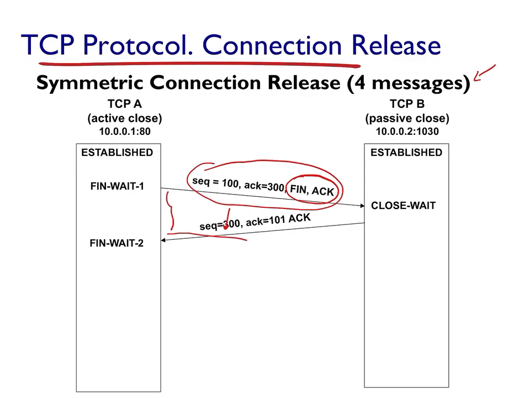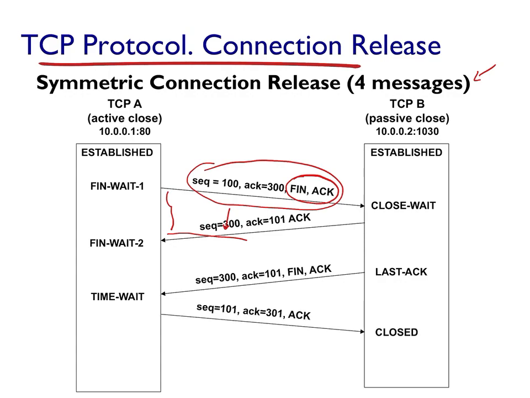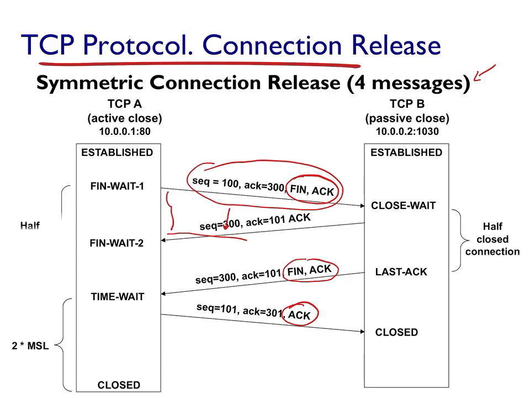Then, when B has the acknowledgement from the application, it is in a position to send the FIN ACK as in the previous case of the 3 messages, and finally A will send the ACK. Again, A is waiting for double the maximum segment lifetime before closing, and the half-closed connections are the same. So this is the difference between the symmetric connection release with 3 and 4 messages.